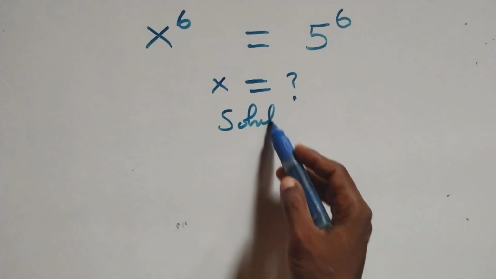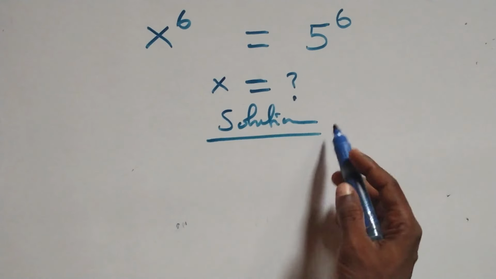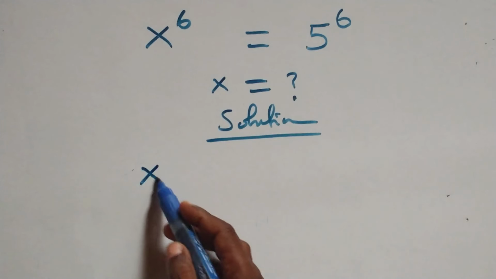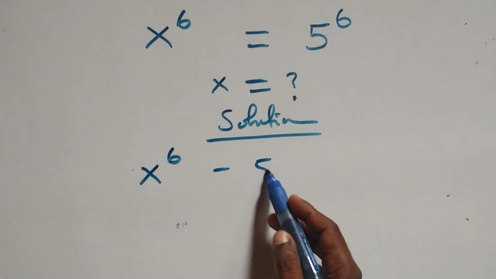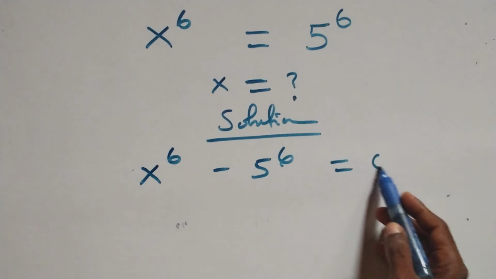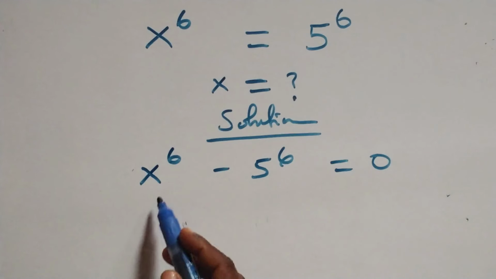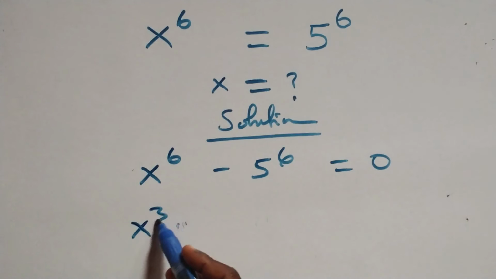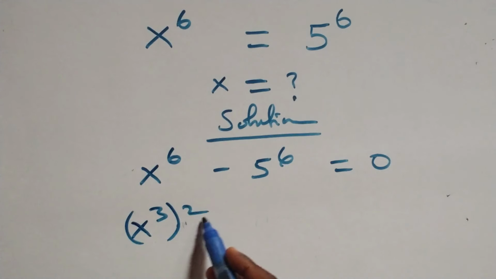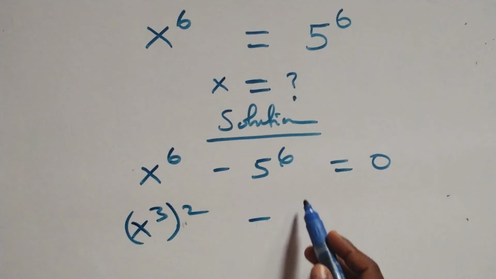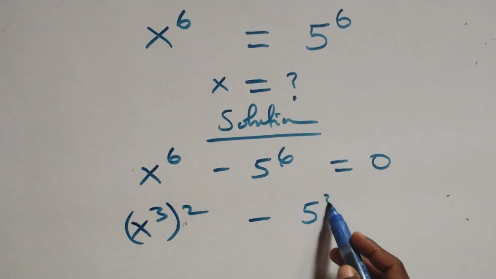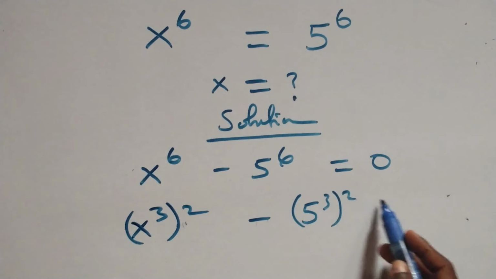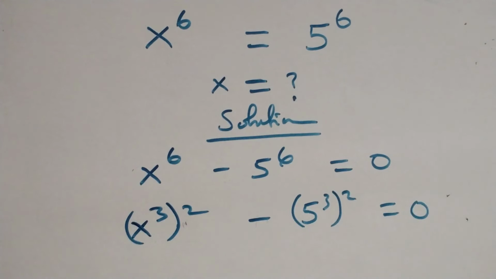Solution from here. From what we have here, we take 5 raised to power 6 to the left hand side. We have x raised to power 6 minus 5 raised to power 6 equals 0 here. The next step, we can write this as x raised to power 3, all raised to power 2, as 2 times 3 gives us 6, minus 5 raised to power 3, all raised to power 2, then equals 0 here.